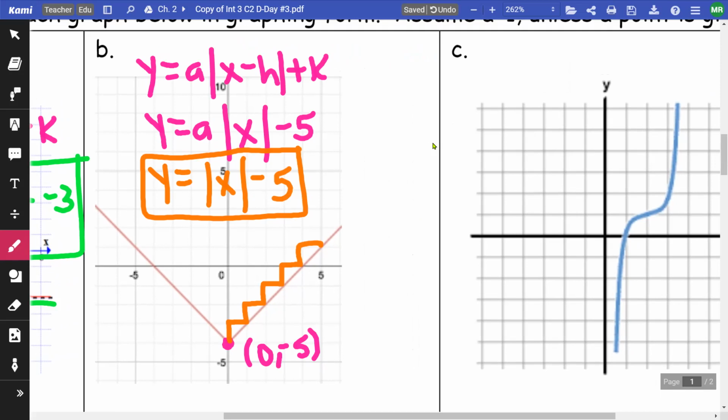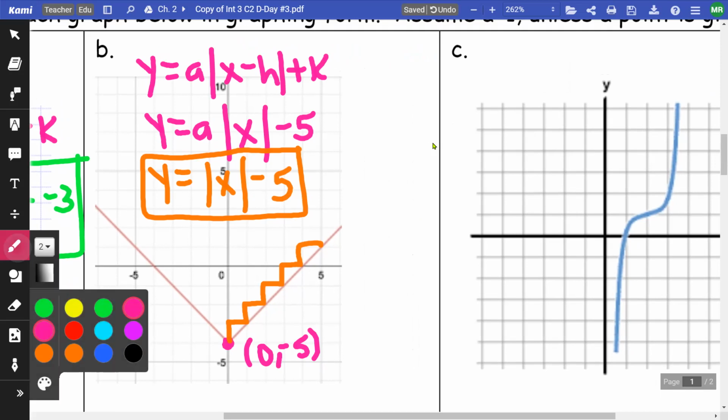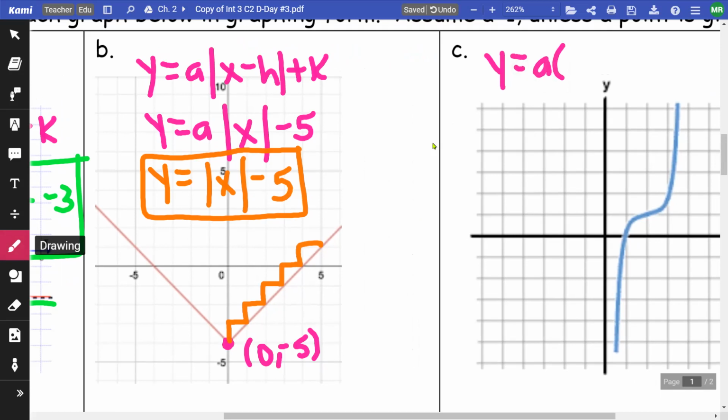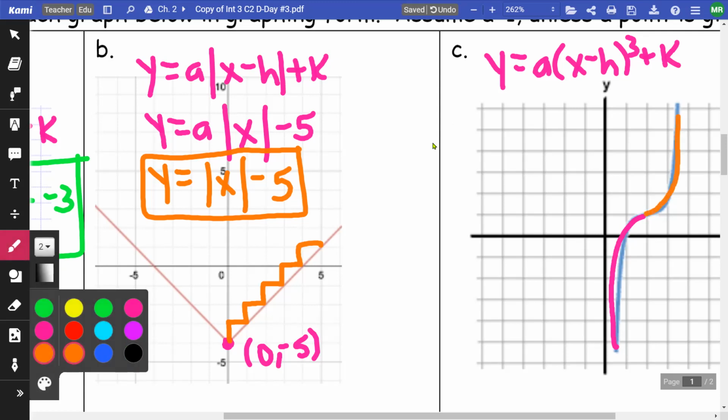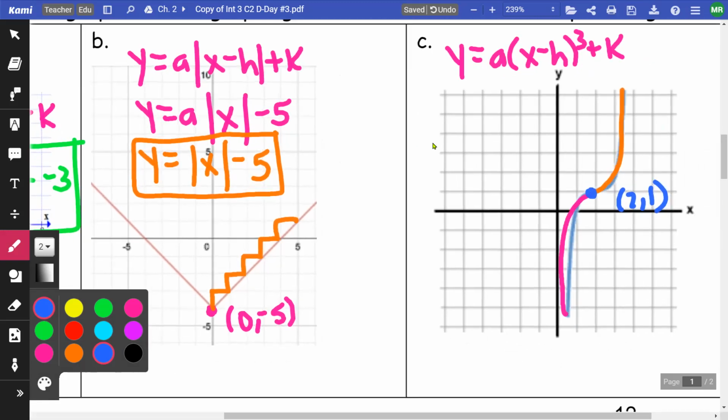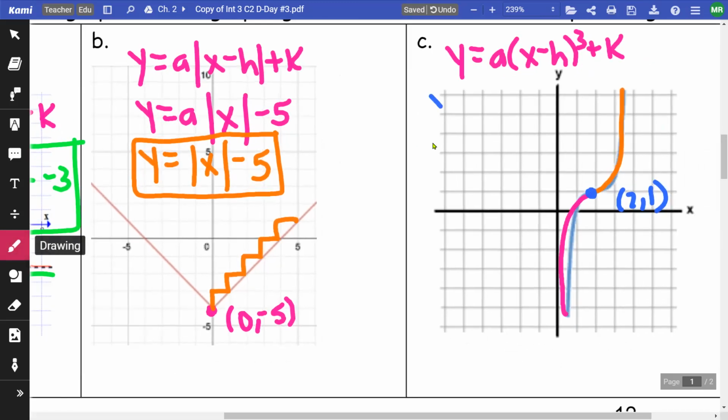Now, if there was a point, I would be putting it in for the x and the y. This one here is a cubic one, which is going to be y equal A times the quantity x minus h cubed plus k. And I want to see where it changes from being an open down to an open up. And that point is right here at 2, 1. So that is my inflection point. So I'm going to have y equal A times the quantity x minus 2 cubed plus 1.